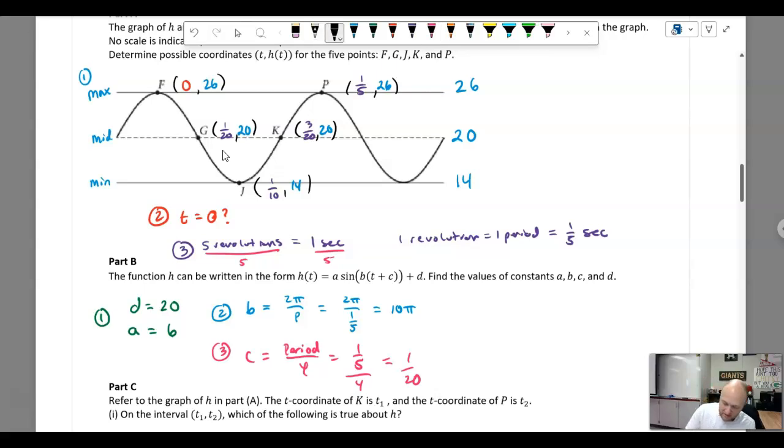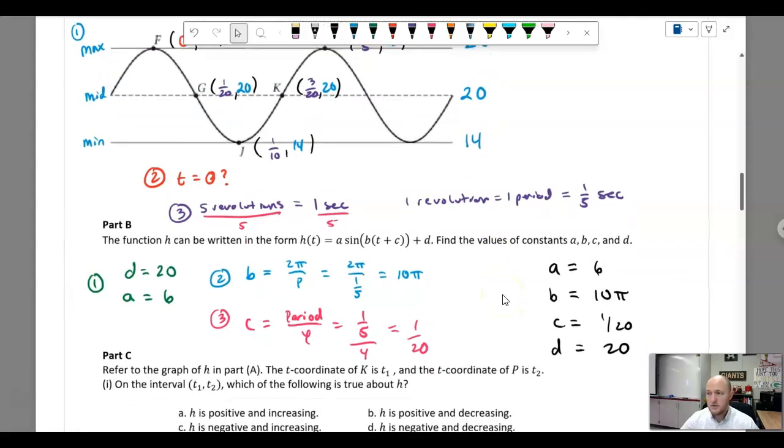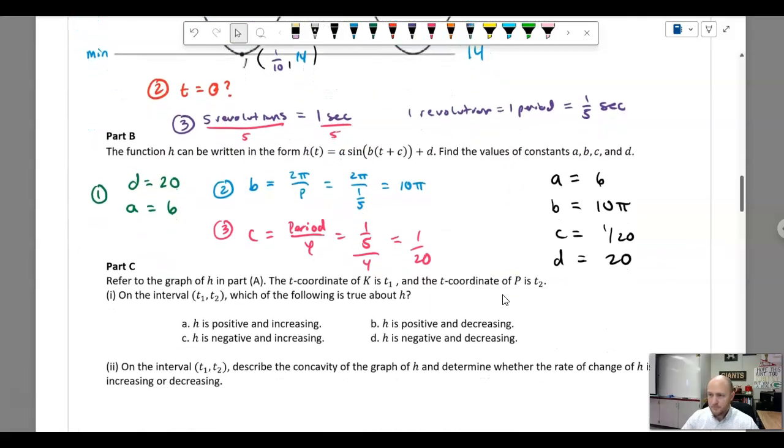On the AP exam, they usually have a little box here that you fill in. A equals 6, B equals 10 pi, C equals 1/20th, and D is going to be 20. Okay, there you go. So, yeah, not too bad.